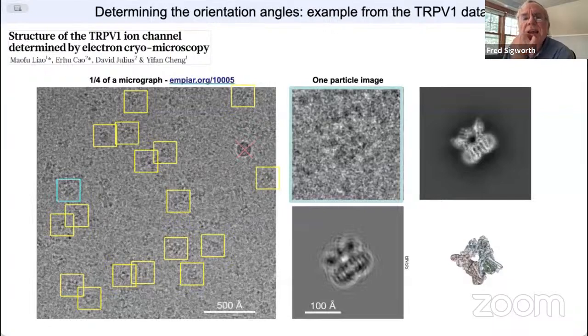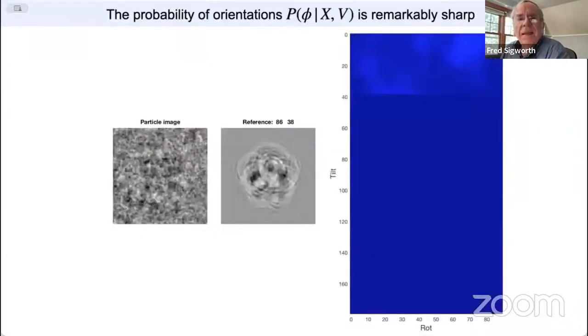So how do you find the angles? Well, here's an example from this famous data set. Here's one particle image. This is what I think the original particle looked like. This is what the original particle looks like when modified by the CTF. And so the idea is, does this match that? Or did I get the orientation wrong?